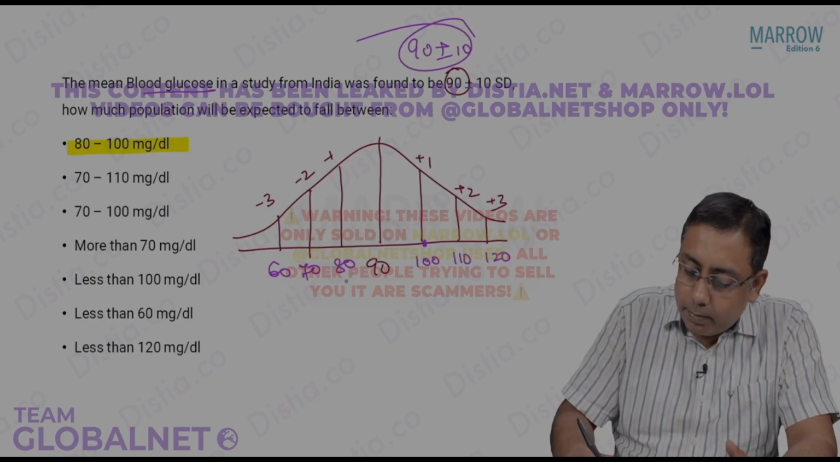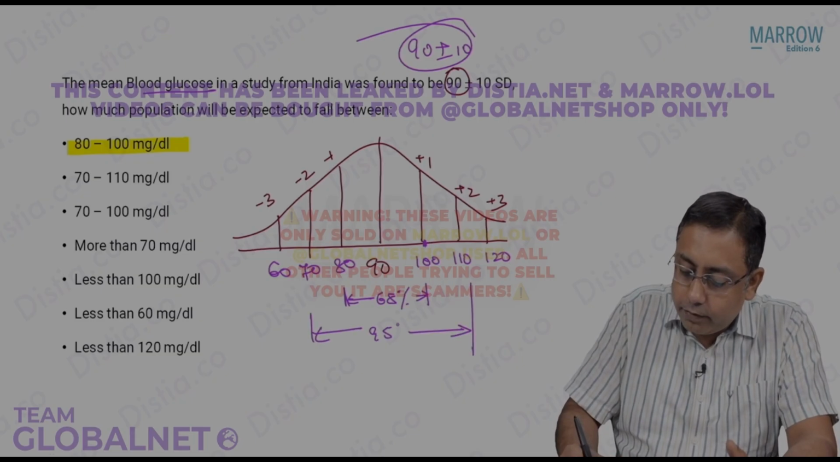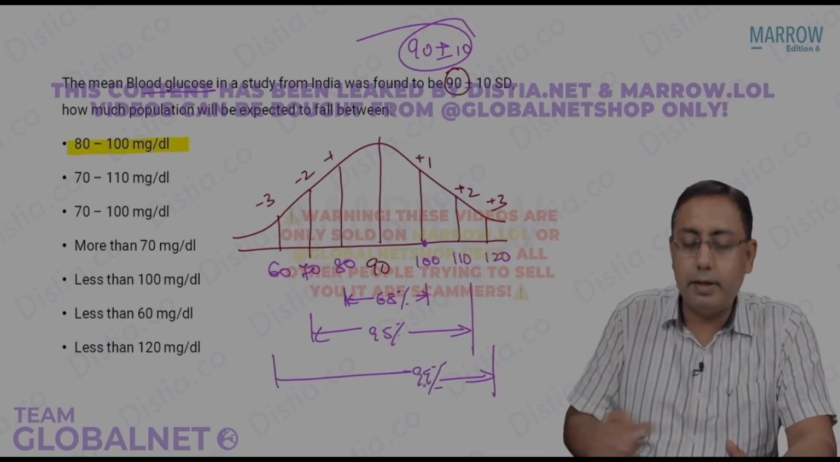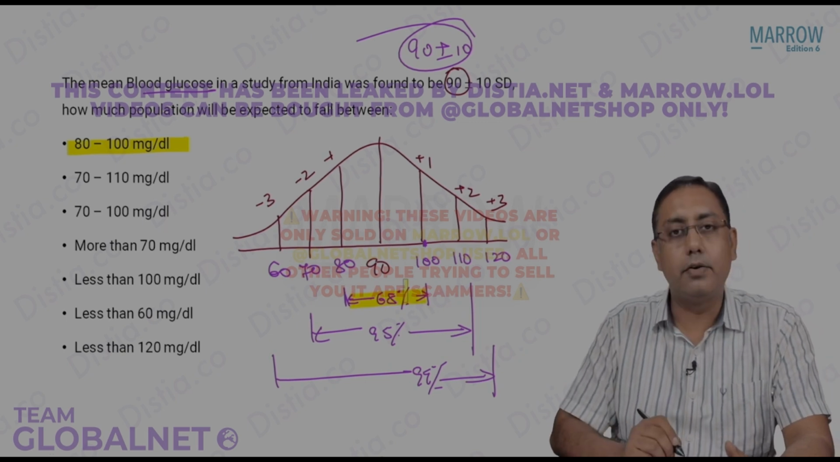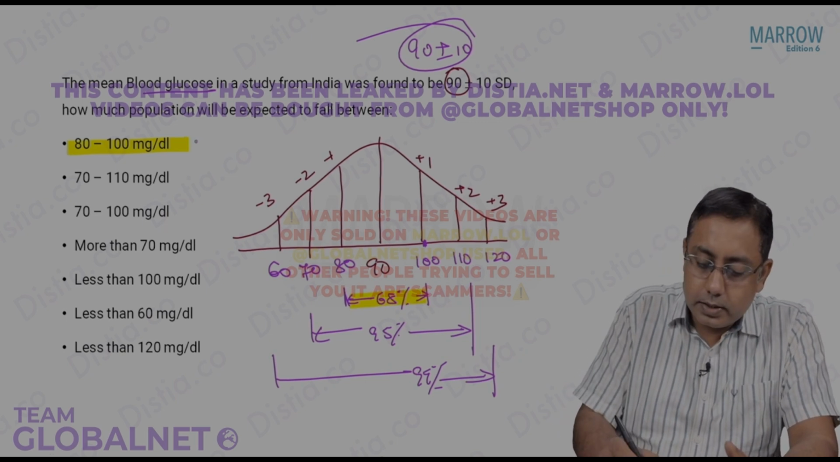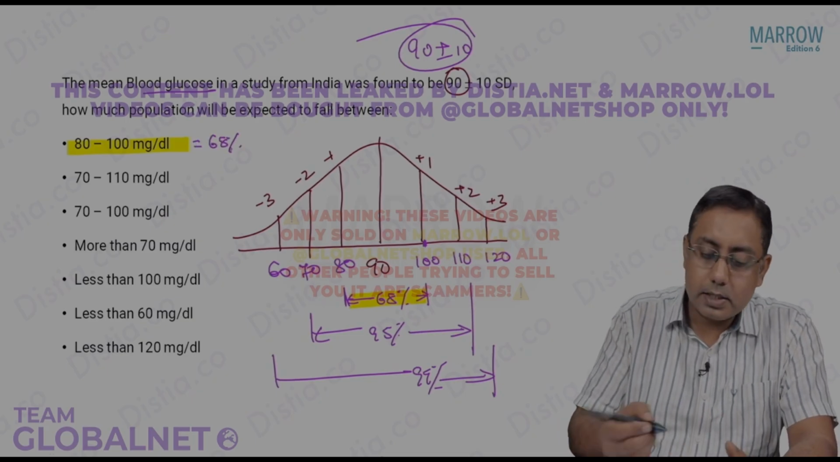So what do you think? You already know that between 80 and 100, how much percent of the population will lie? It is 68%. Between 70 and 110, how much percent of the population? 95%. Between 60 and 120, how much percent of the population? 99. So how much percent of the population will lie between 80 and 100? 68. So the answer is very direct: 68% of the population will lie.